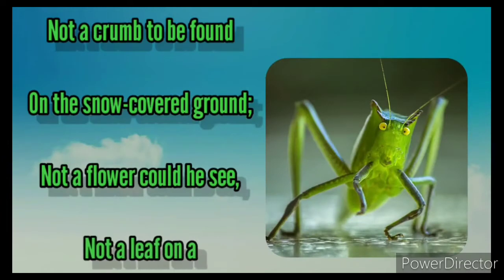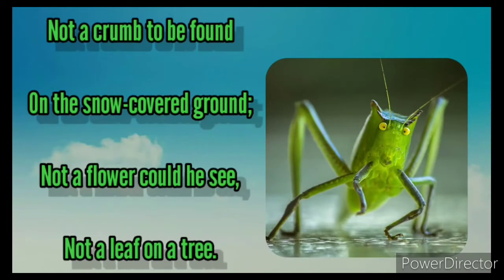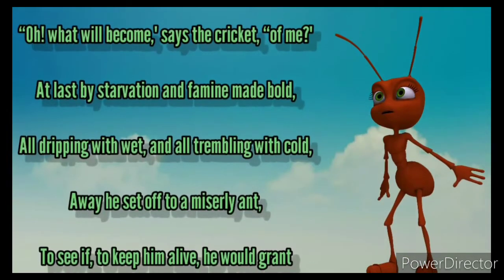So, what is there in the next stanza? Let us see. Not a crumb to be found on the snow covered ground, not a flower could he see, not a leaf on a tree. So, see here, if you think of the countries in the northern hemisphere, or the western part of the world, many of the countries have snowfall during the winter season, and the same situation is over here. The ground is covered with snow, and because of that, he could not even see a flower and not even a leaf on a tree.